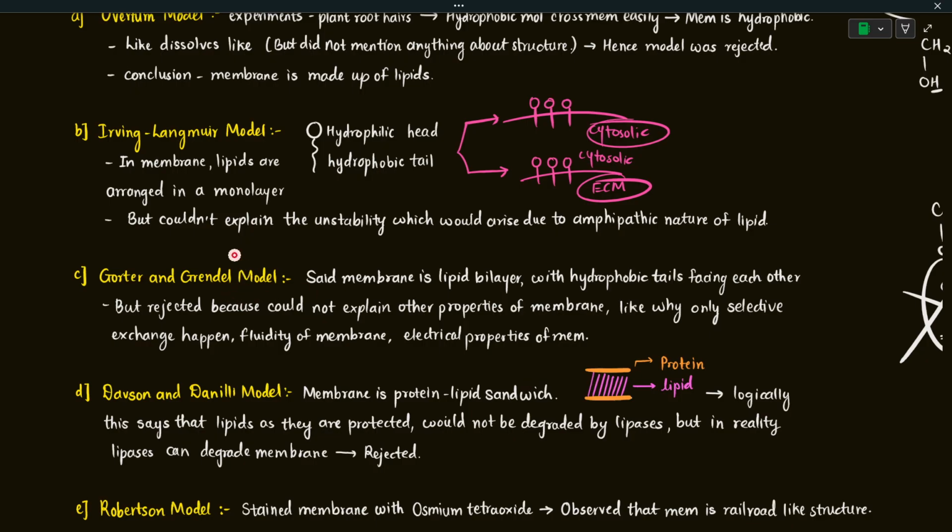So even though the Gorter and Grendel model explained the stability of the membrane, they explained that the membrane is made up of lipids, but still it can be stable because it is made up of a bilayer. So the hydrophobic tails are protected by the hydrophobic interaction of the other monolayer's tails. Okay, so that was explained, but it was still rejected because it could not explain the other properties of the membrane. So it needed a little bit of upscaling.